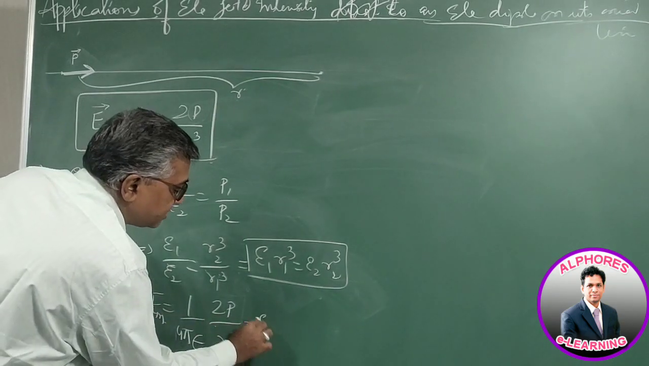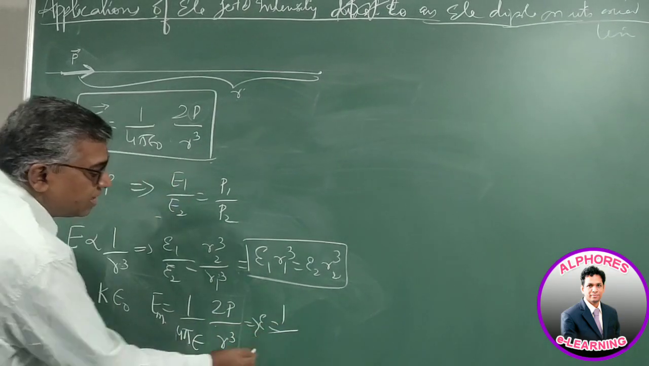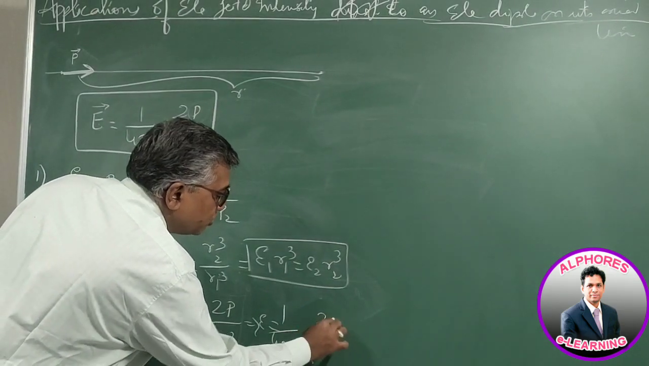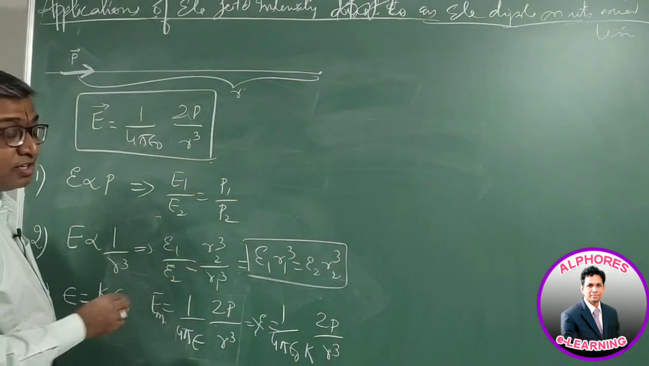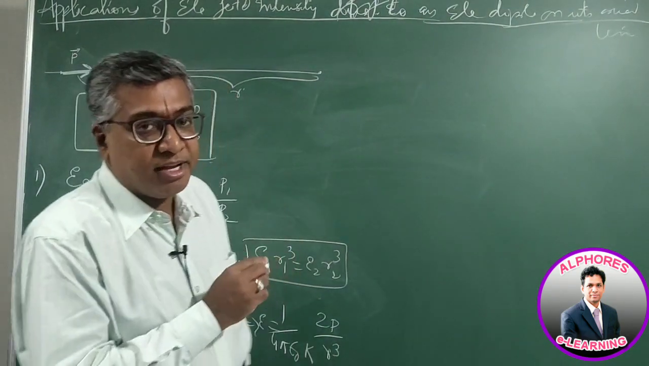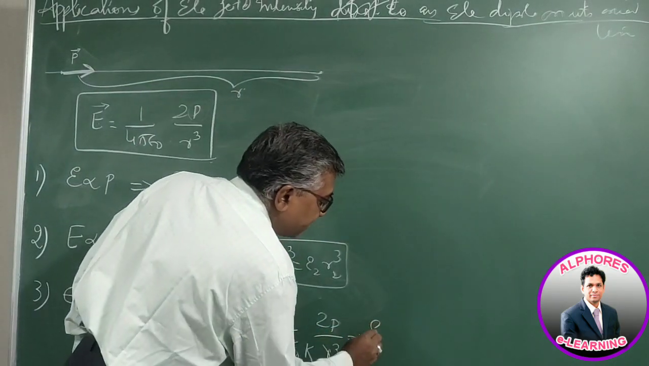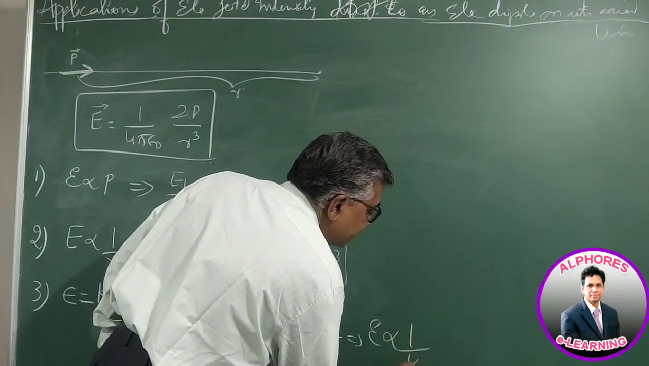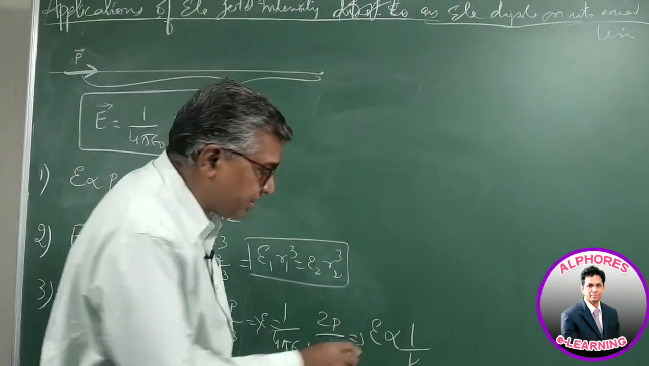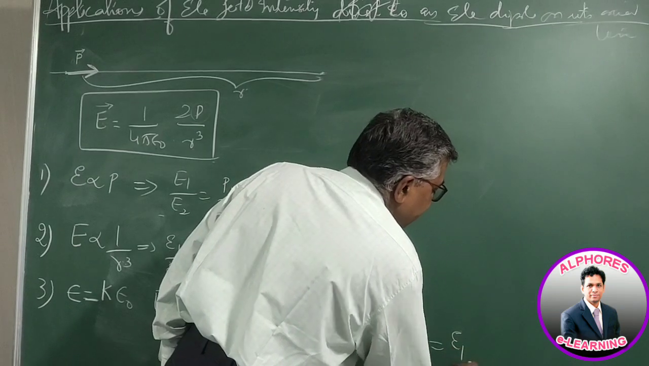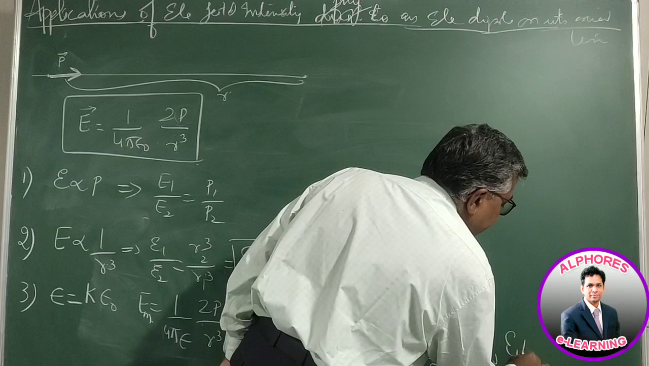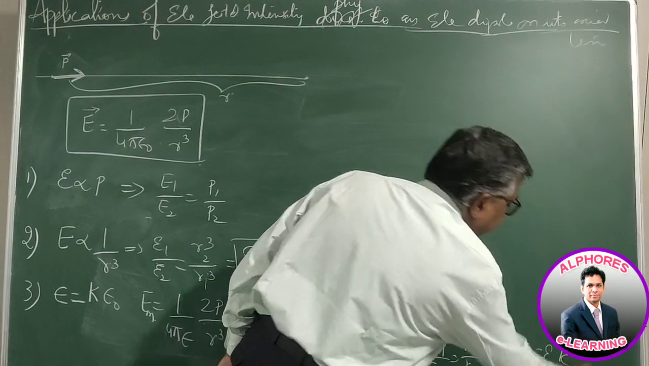If I substitute for epsilon, E is equal to 1 by 4 pi epsilon naught K, 2p by r cube. Now the electric field varies with K, the dielectric constant of the medium. So the electric field intensity varies inversely with the dielectric constant of the medium K. So the relation is E1 by E2 is K2 by K1, or E1 K1 is equal to E2 K2.